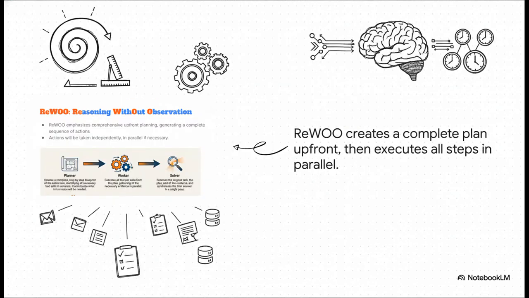And this brings us to a much more efficient alternative called ReWOO, which stands for reasoning without observation. So instead of that slow step-by-step loop, ReWOO is all about planning upfront. It creates a complete blueprint for the entire task first, and only then does it execute all the actions it needs to. And it often does them in parallel.